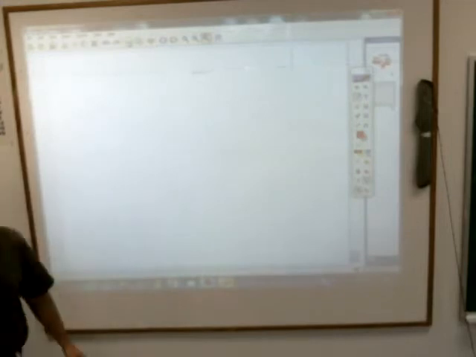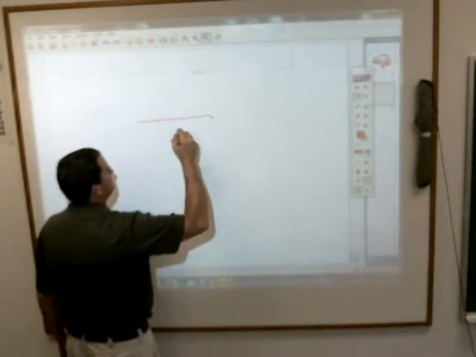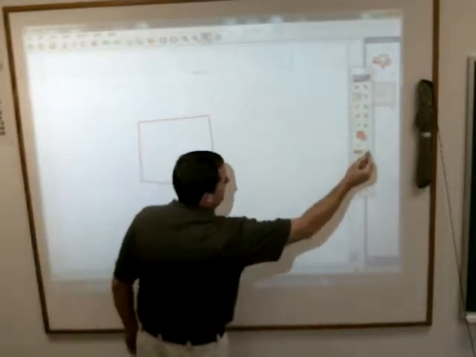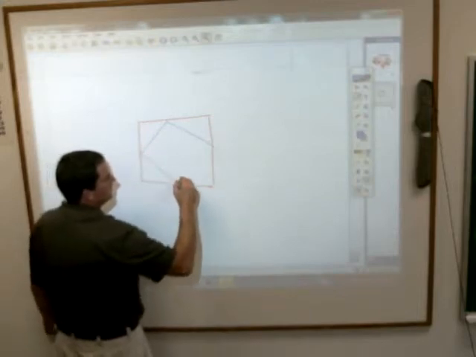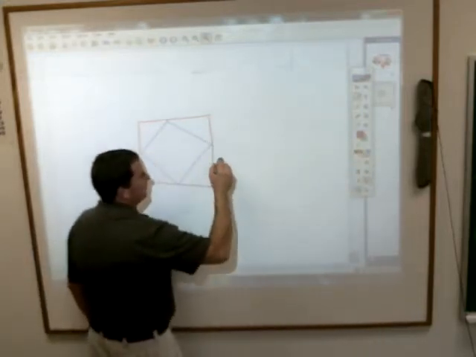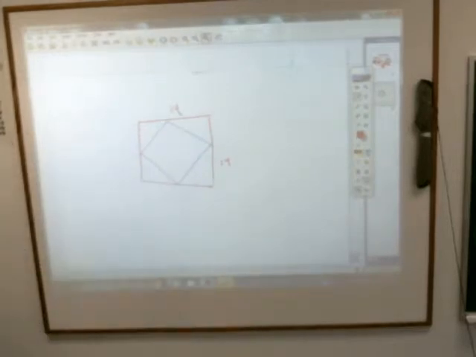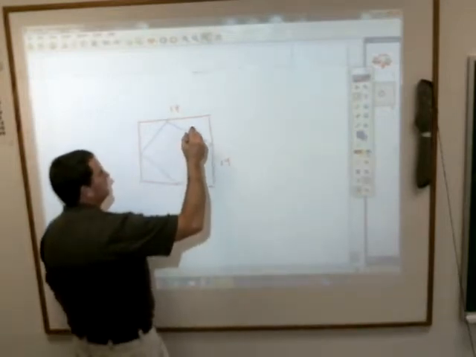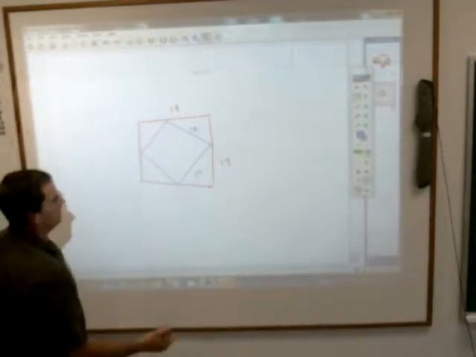Now, another example of this right out of the book, write this one down. Let's say you've got a square here, and then inside you have another square like this. The dimensions of the outside one are 14 by 14, and the dimensions of the inside one, let's say, are 10 by 10.